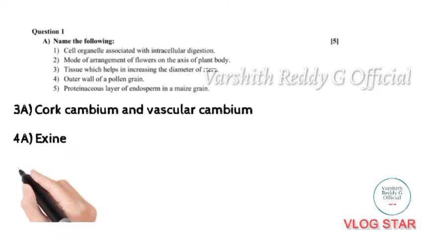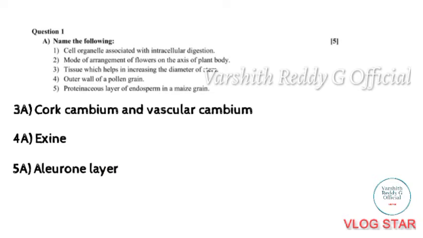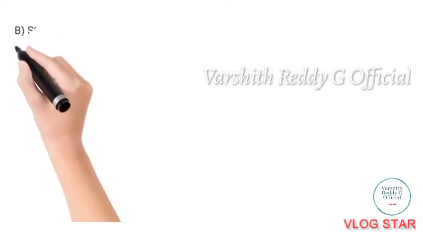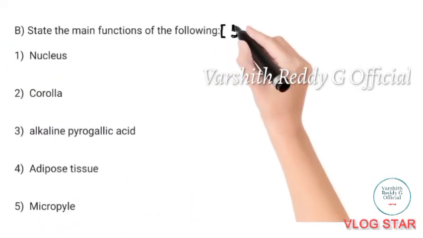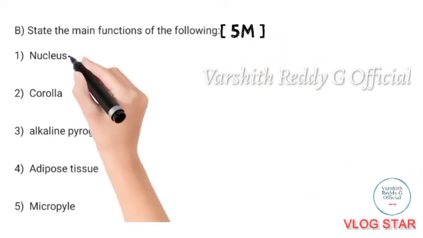Fifth question. Proteinaceous layer of endosperm in a maize grain. The answer is aleurone layer. Let's move on to the next bit, that is the B bit. State the main functions of the following. It consists of 5 marks.